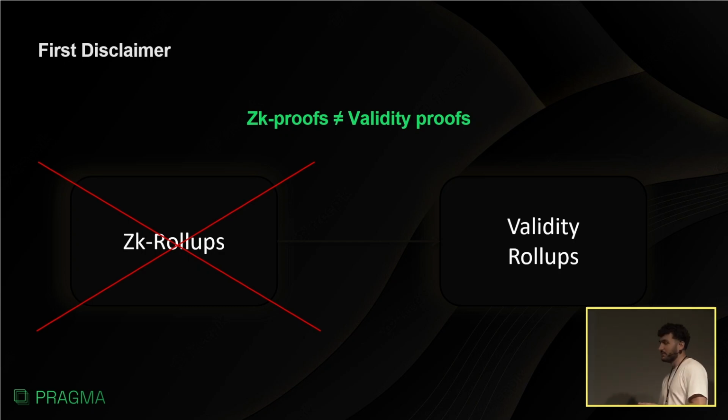Basically, I just want to have a first disclaimer around ZK proofs. Most of the time when people are talking about ZK proofs, in fact, it's validity proofs. When you're talking about ZK rollups, in fact, it's more validity rollups, because validity rollups are not using the privacy part of ZK proofs. It's using only the scalability part. So actually, the talk was about ZK and oracles, but it's more about validity proofs and oracles. That's just a first disclaimer.